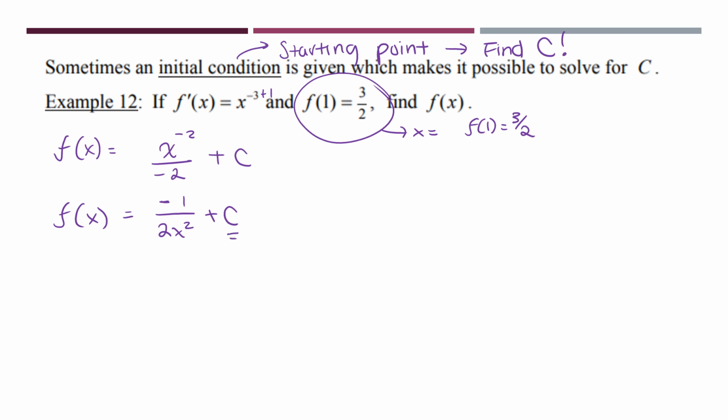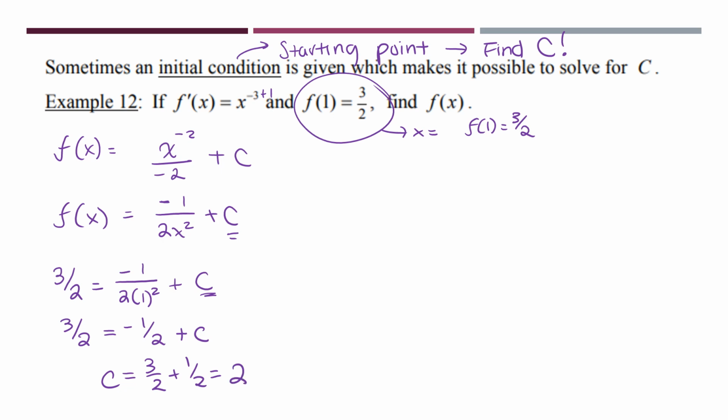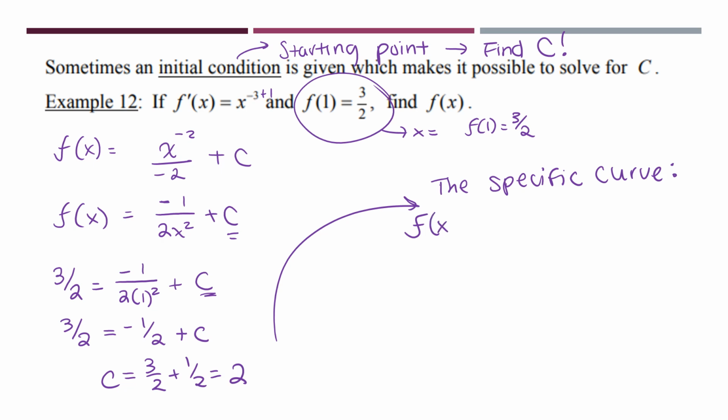So now that we found our original, we're going to plug it in. And we're plugging in both the x and the y value here. So our only variable that should be left is c. This gives us 3/2 equals negative 1/2 plus c. We got to solve for c. C gives us 3/2 plus 1/2, which is 2. So now that we found c, we have found our specific curve. f(x) equals negative 1 over 2x squared plus 2.